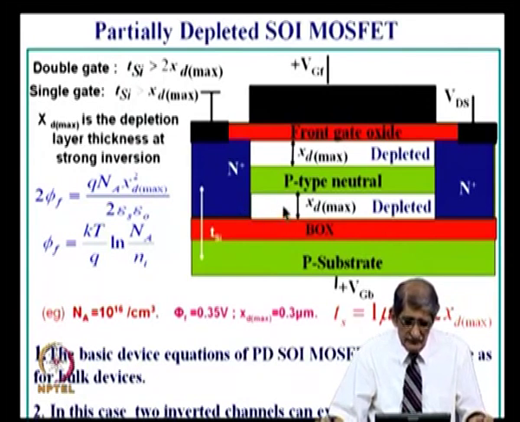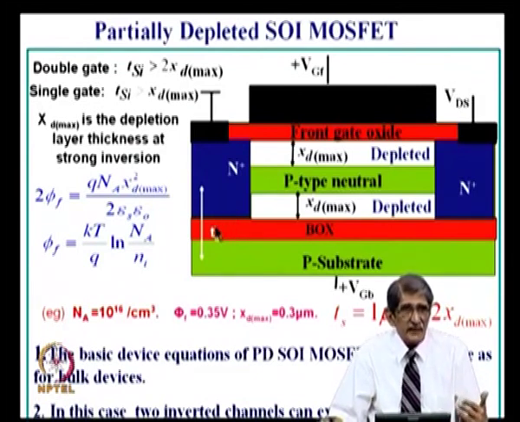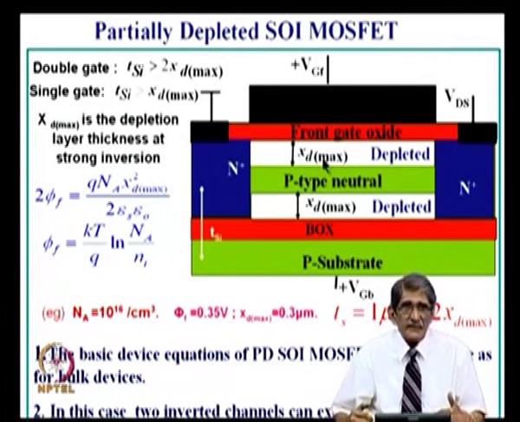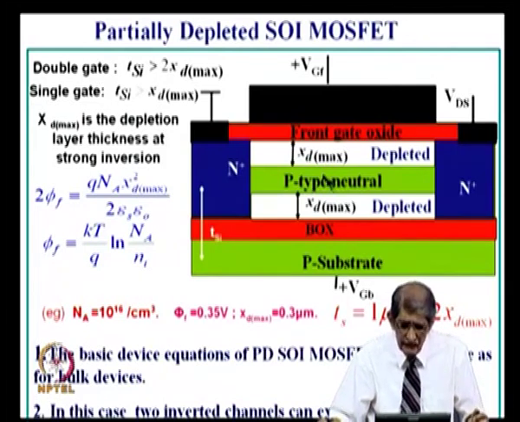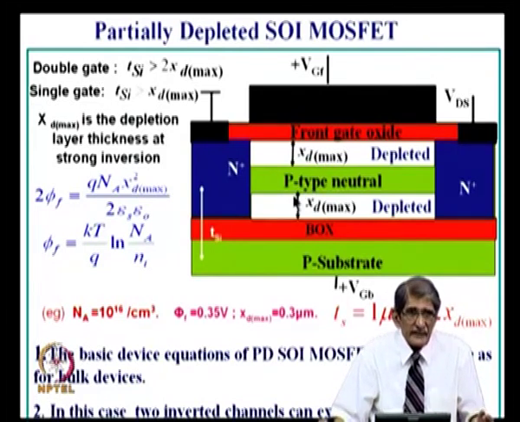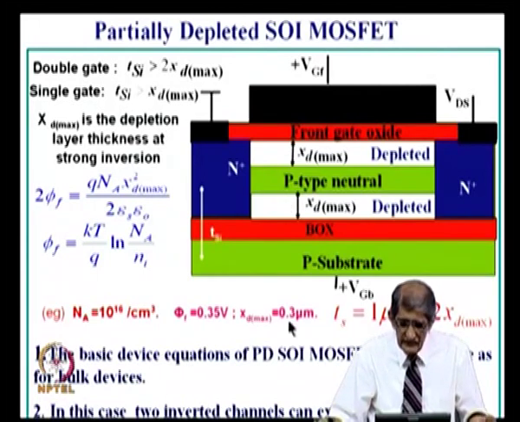This is not used very often, except that you can still use it for radiation hardened devices. You can have two channels and the device is fully isolated from the substrate, that sort of thing you can use. But this is not a very popular device today for ICs. Two inverted channels can exist in parallel.